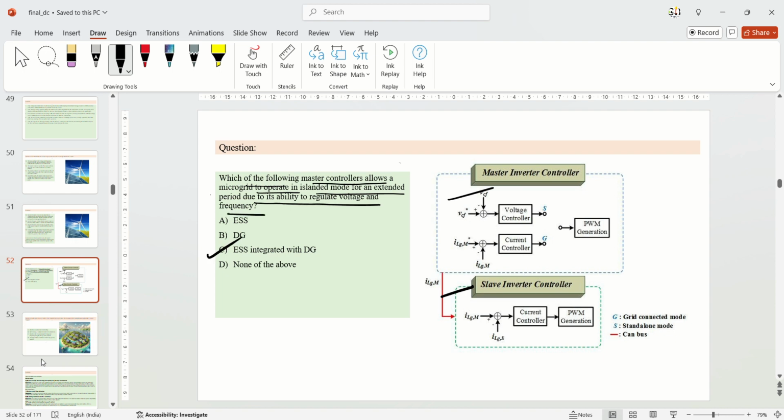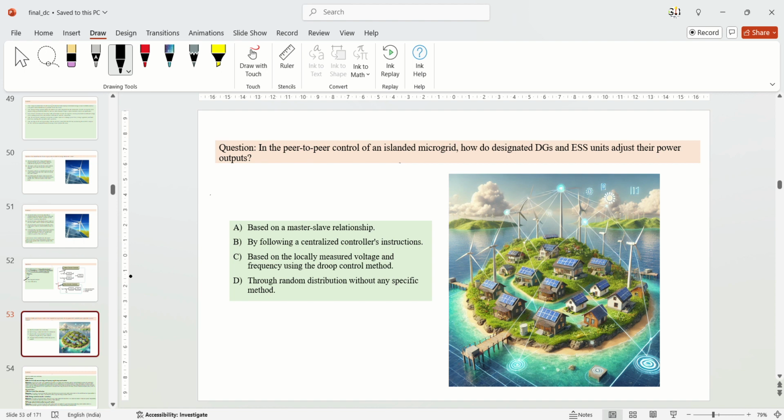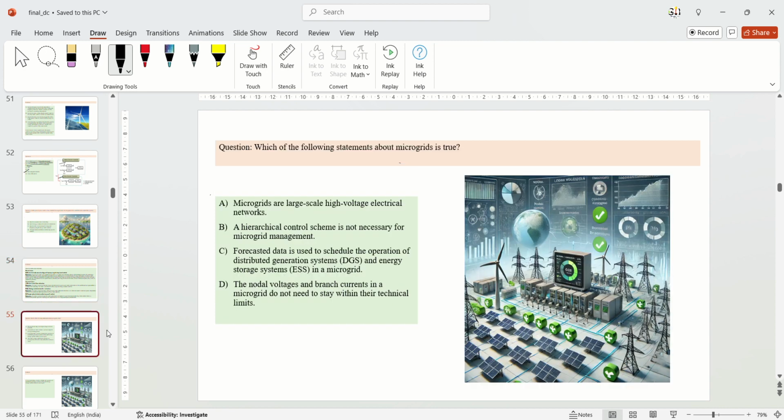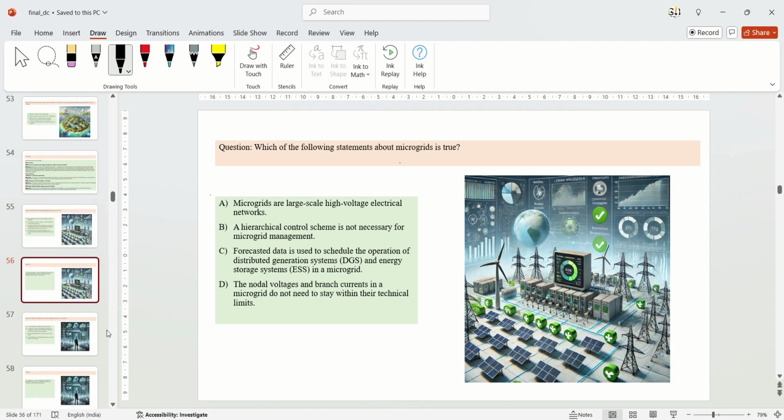This is the ESS integrated with the DCs. Okay, so these are some of the questions related to peer-to-peer control, group control, and other functions as well. This is one question related to the microgrid, similar to what we have discussed in the first and second question.